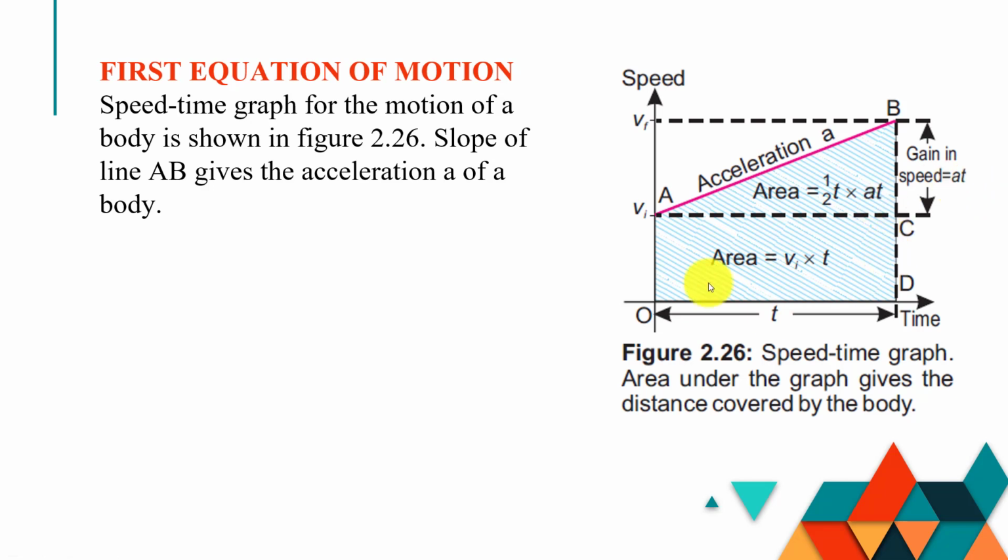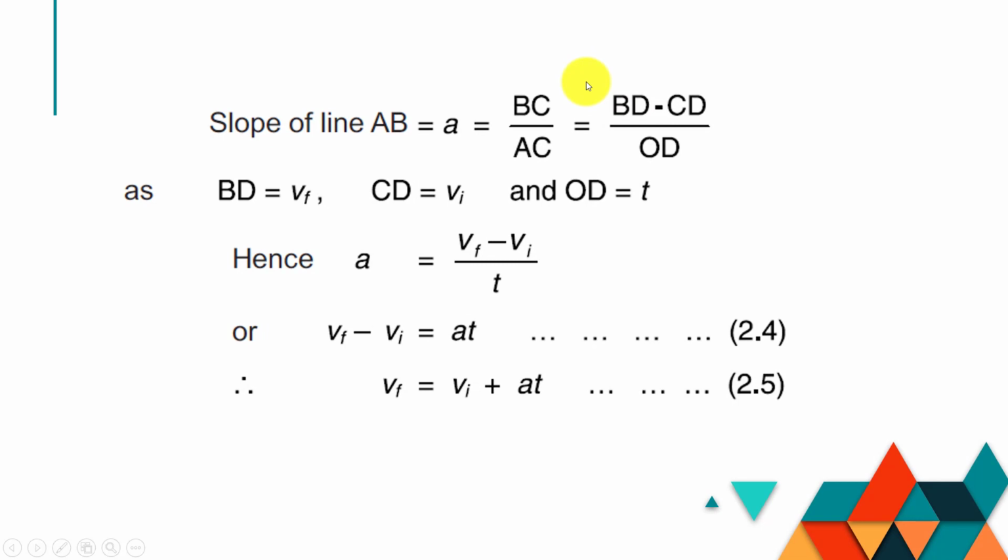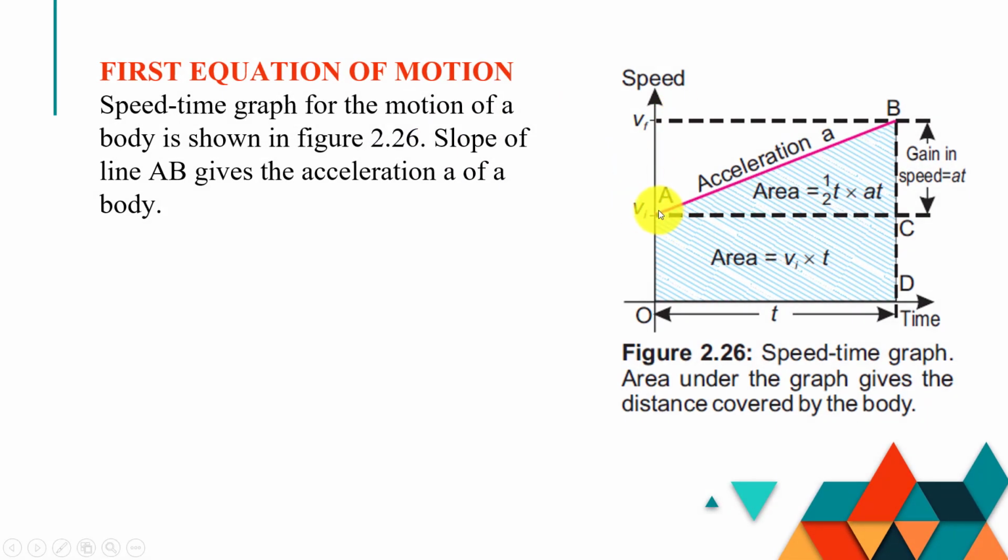Now for deriving the first equation of motion, firstly we have to calculate the slope of line AB which will give us acceleration, and as we can see from the figure, we have to find the slope of this line AB, and for this we have to assume this triangle, and by applying Pythagoras theorem to this triangle we get hypotenuse which is equal to perpendicular over base.